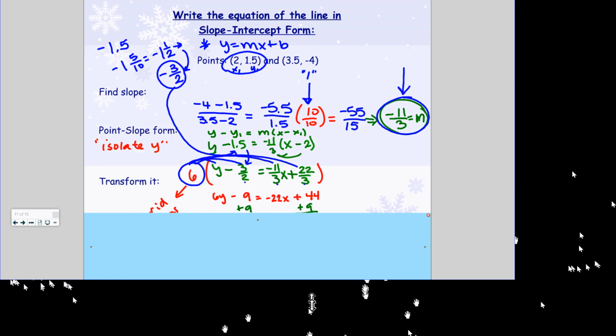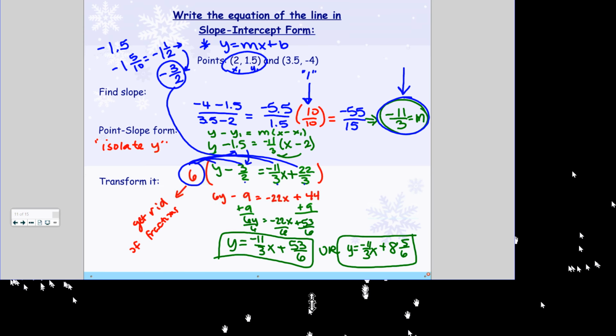Okay, and we would get 6y minus 9 equals negative 22x plus 44. This is a really nice step getting rid of fractions because from here it's pretty quick work to isolate for y. We're going to add 9 to both sides and then divide everything by that 6, leaving us with y equals negative 11/3 x plus 53/6.